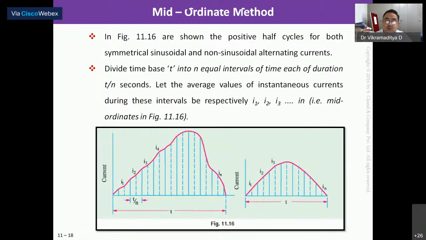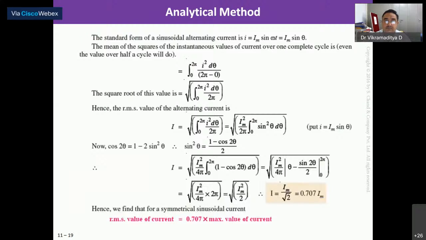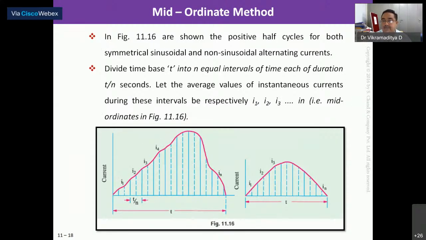And another thing is how to find out the RMS value. There are many methods. One method is the mid-ordinate method, which you have learned in your lower classes.